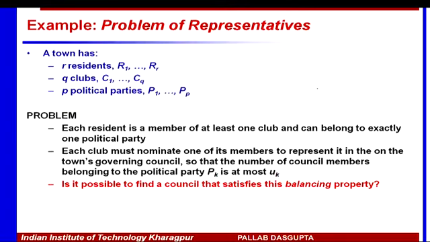So here are some examples of problems which don't look like flow problems, but they nicely reduce to flow problems. So we'll just see a couple of them as we go along.